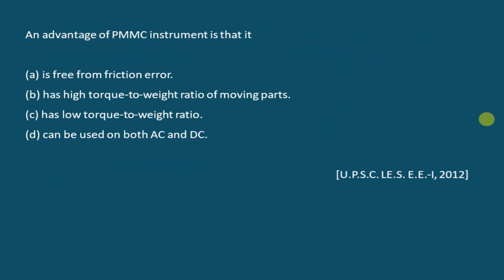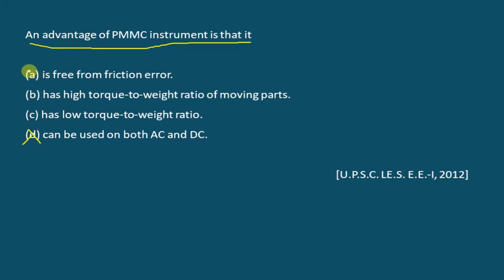The question here is asking: an advantage of a PMMC instrument is that it is free from friction error, has high torque to weight ratio of moving parts, has low torque to weight ratio, can be used on both AC and DC. This is a very easy question. If you just eliminate the wrong answers, you will get the right answer. We know that the PMMC cannot be used for an AC signal, so this is wrong.